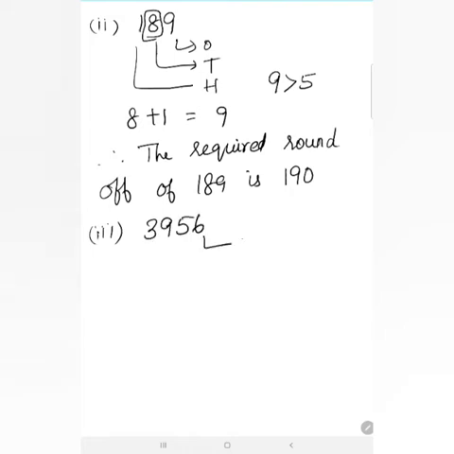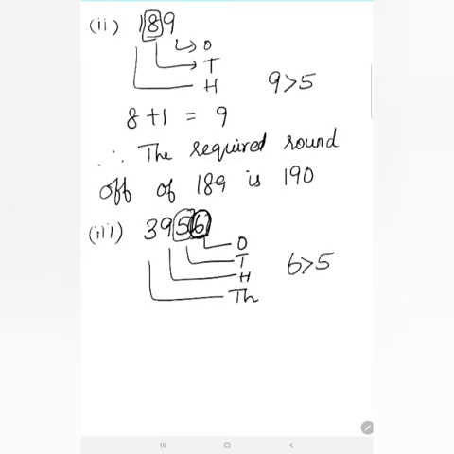3956. So this is the ones place value, this is the tens place value, this is the hundreds place value, and this is the 1000 place value. Again, you have to round off this tens place value alone. So see this ones place value. It is greater than 5. So you have to add 1 to the 5. 5 plus 1 is 6.